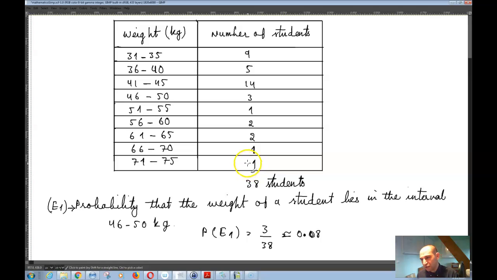But of course there is a logical problem here: if I say more than 30 kilograms, that would include, for example, 80 kilograms as well. But there was no student here whose weight was 80 kilograms. The weight of all of these students was between 31 and 75. So that's not entirely correct. I should say that the probability that the weight of a student lies between 31 and 75 is absolutely correct.